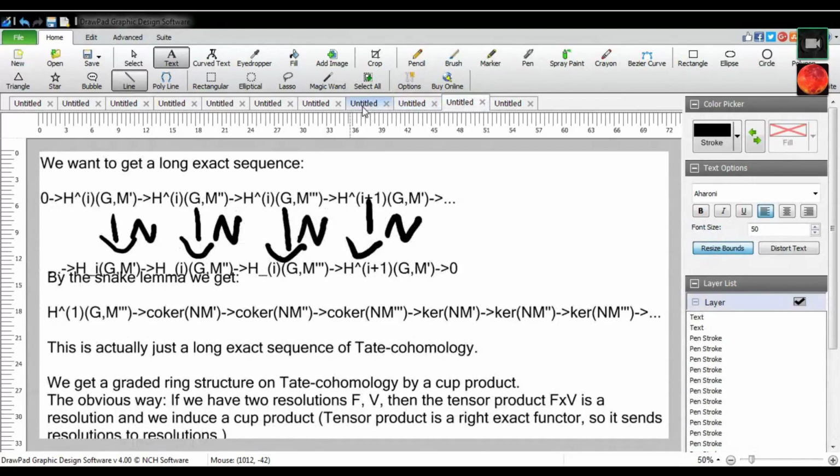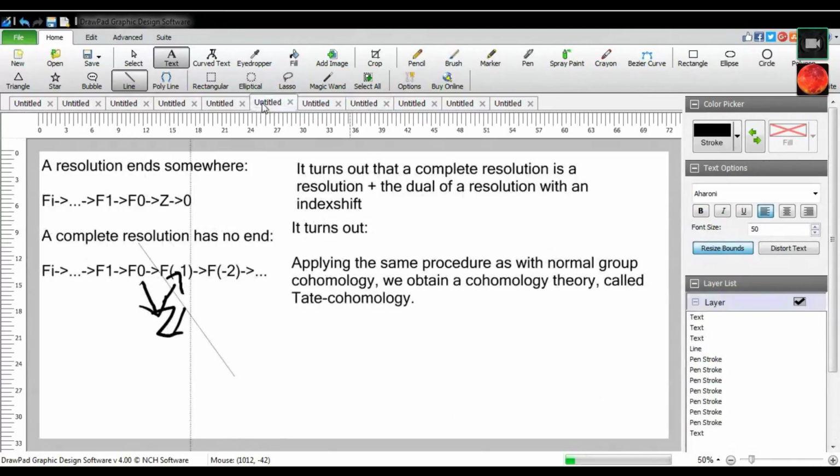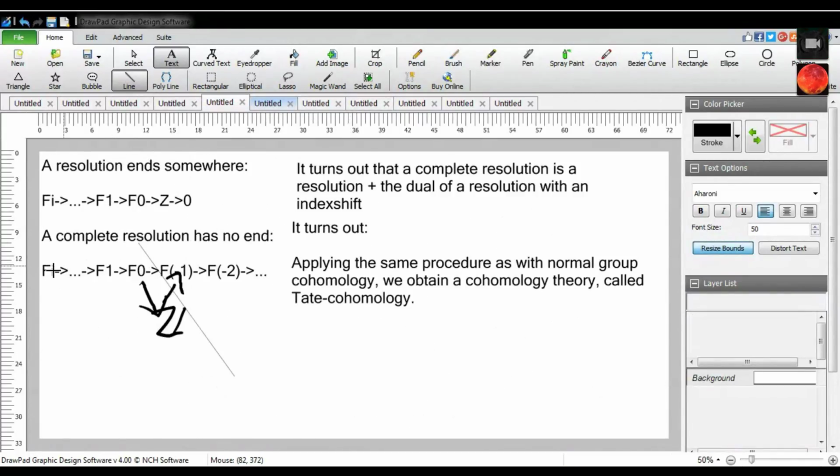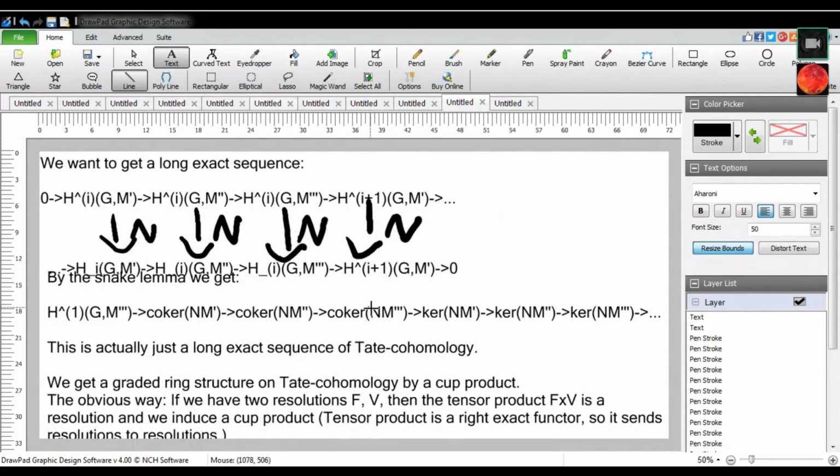if we look at our complete resolutions, this sequence doesn't end anywhere. Right exactness of functors doesn't do anything here. We can't guarantee that the tensor product of complete resolutions is still a complete resolution because we need total exactness of the functor, but the tensor product is in general only right exact. This is why the obvious way to construct the cup product doesn't work. There's a way to repair this, but I'm not going to go into detail about this.